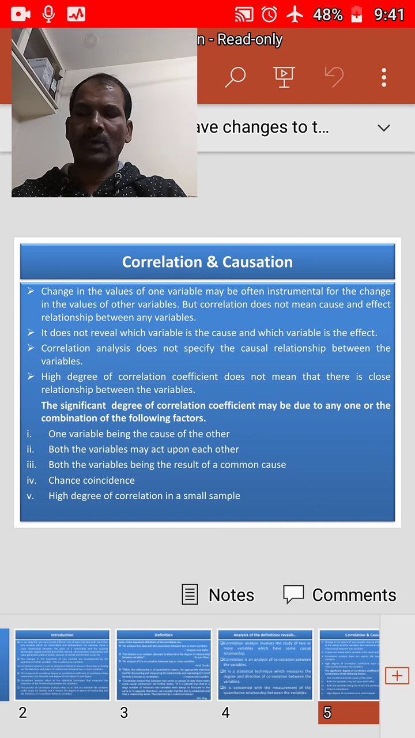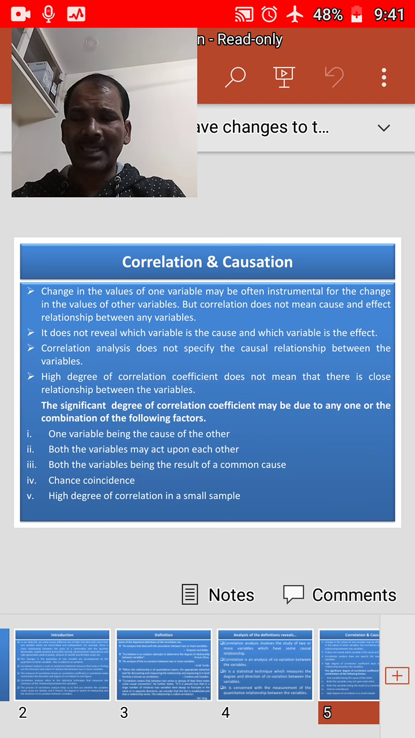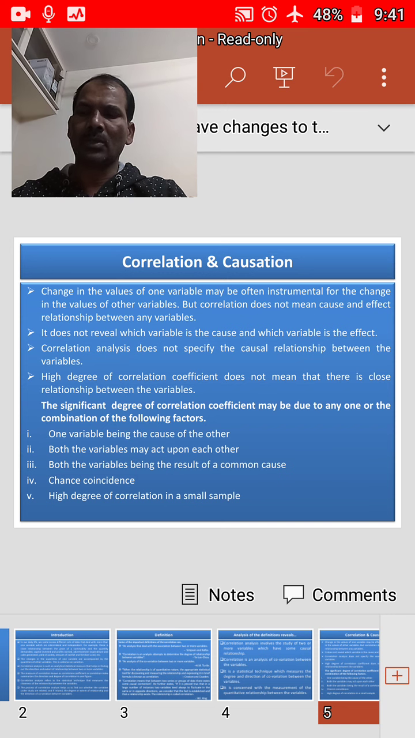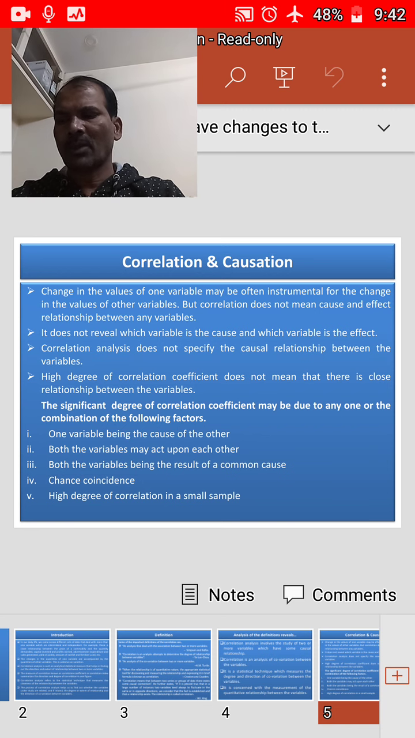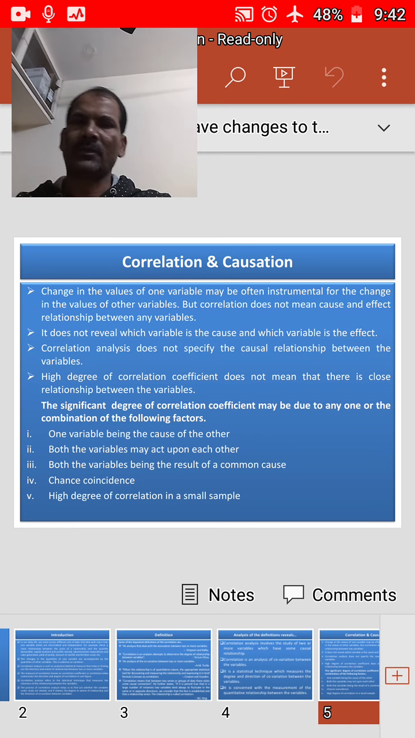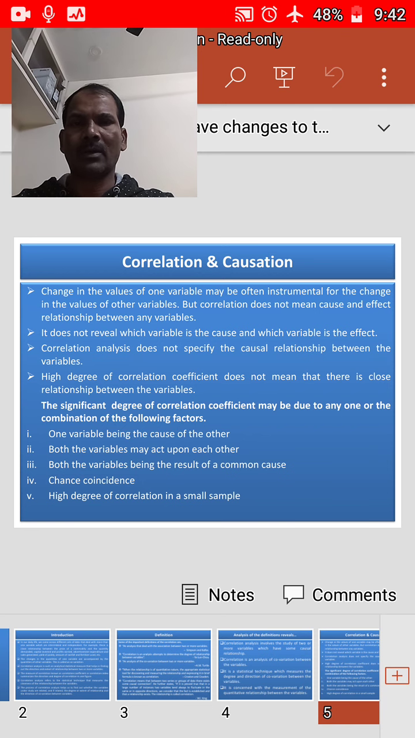Thus, the presence of correlation between two variables does not necessarily imply the existence of direct causation. Though causation will always result in correlation, the presence of correlation between two variables does not necessarily imply the existence of direct causation. A significant degree of correlation coefficient may be due to any one of the combination of factors that were discussed here. One is one variable being the cause of the other.